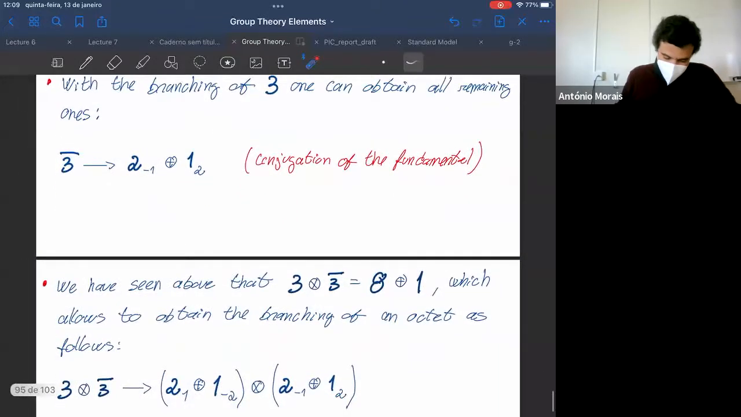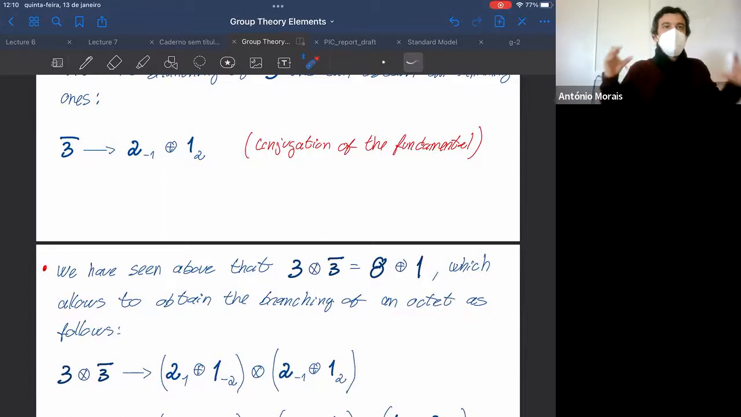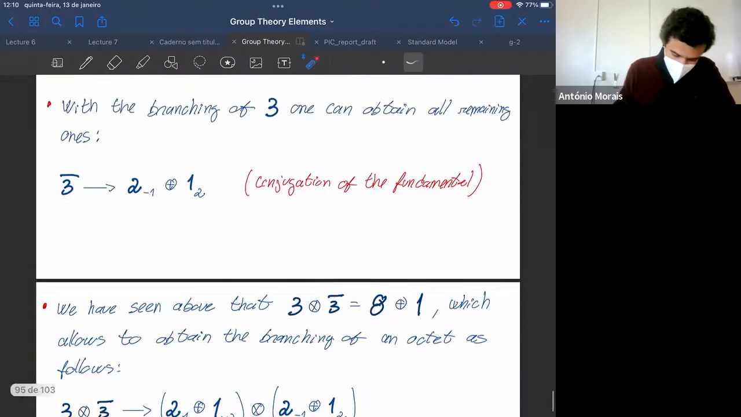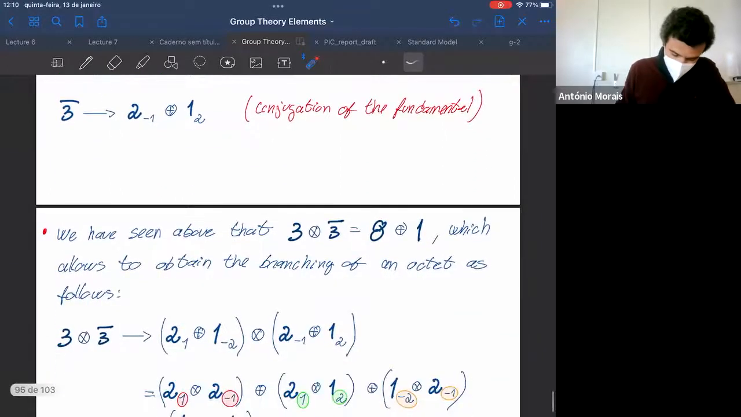Now we have seen above, and we will make use of that, that 3 times 3 bar is equal to 8 plus 1. And this allows one to obtain the branching of an octet. How do we do that? Now we are going to plug in the information. So a 3 times a 3 bar: a 3 is a 2 plus 1, and a 3 bar is a 2 plus 1 but with the opposite hypercharges.